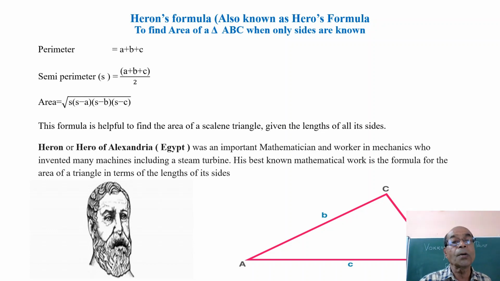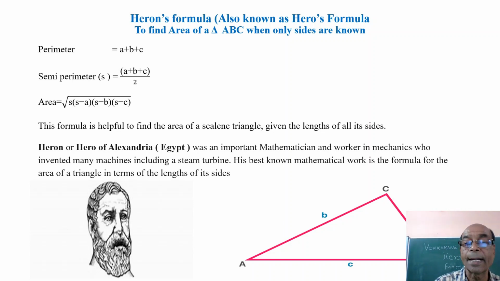As I told you in the beginning, Heron is an Egyptian mathematician and he was also a mechanic. He developed a lot of machines and was also instrumental in bringing out the steam turbine. Heron invented the equation to find the area of a triangle whose sides are only known and no other parameter. No other information.